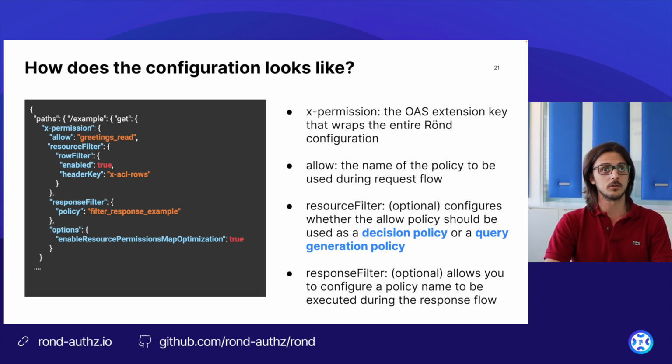With the allow field, we specify which is the name of the policy that needs to be executed for this specific API. With the resource filter, we can configure the query generation feature of Rönd, while with the response filter, we can configure the name of the policy that needs to be executed during the response flow. So when the application service has replied to the client application, and Rönd is in charge of modifying the response body.